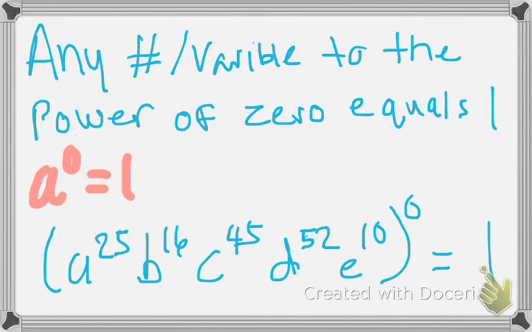In parentheses, we have a to the power of 25, b to the power of 16, c to the power of 45, d to the power of 52, and e to the power of 10. Outside the parentheses, we have the power of 0. So every single variable in this equation will be raised to the power of 0. And because that power of 0 is there, it equals 1.